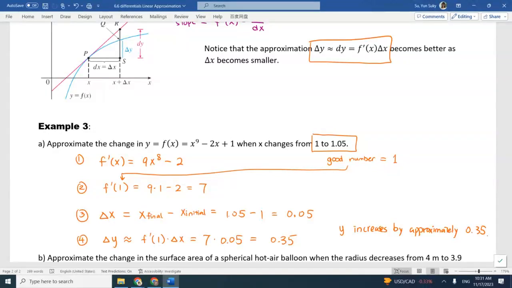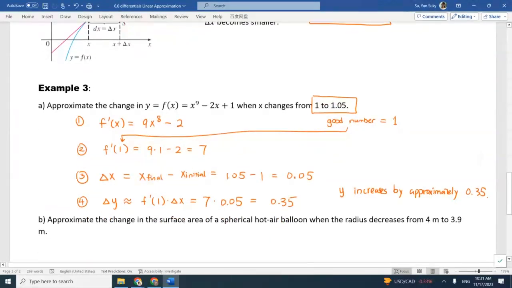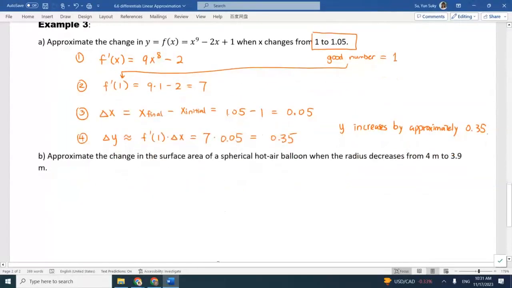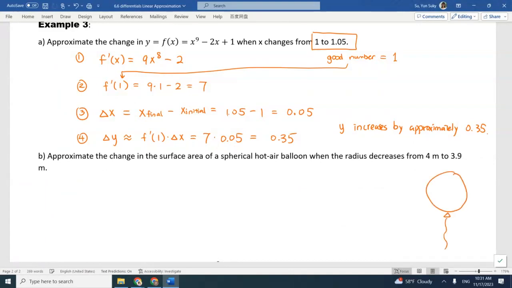So far, so good, everybody? 4 steps. All right. Let's continue. Part B. Approximate the change in the surface area of a spherical hot air balloon, when the radius decreases from 4 meters to 3.9 meters.